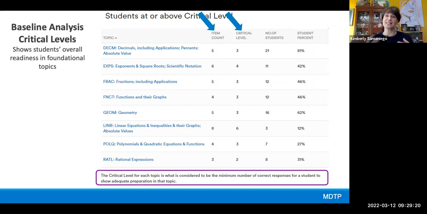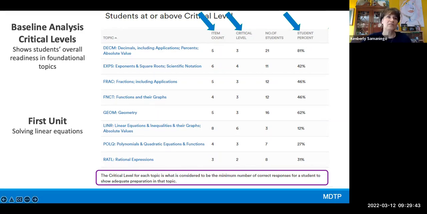I actually say maximally prepared. If they're meeting critical level, they're going to do very well in your course, to be ready for the topics in your course now, or the topics in the course they're moving to. And then we also show the percent of students meeting critical levels. So as you can see, this particular class, 81% of the students did well in this topic, the first topic.